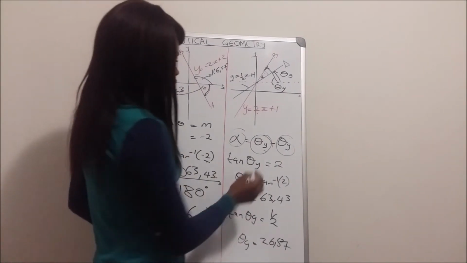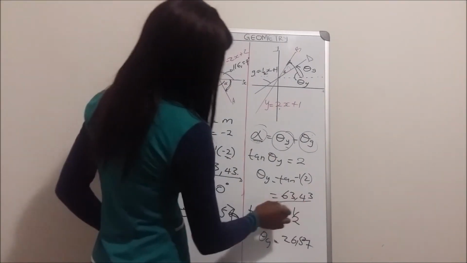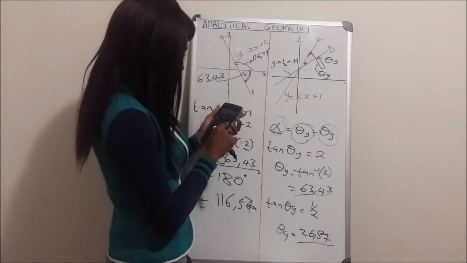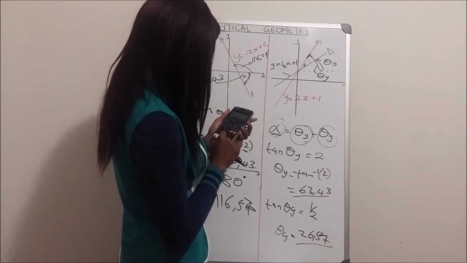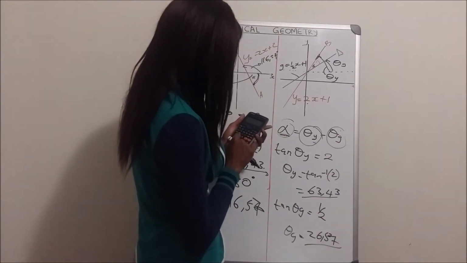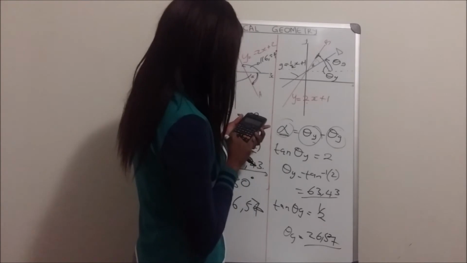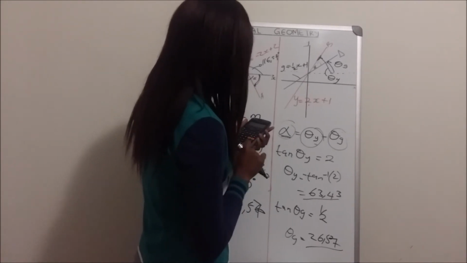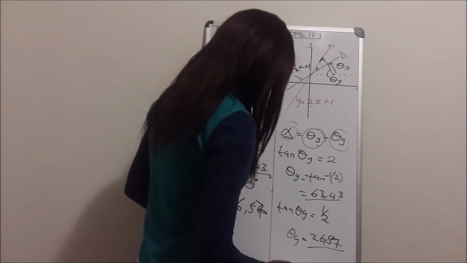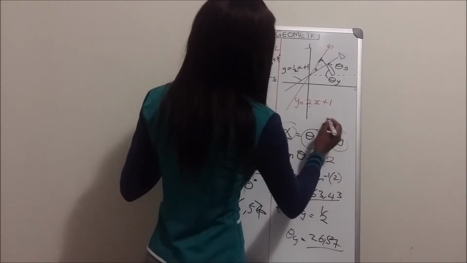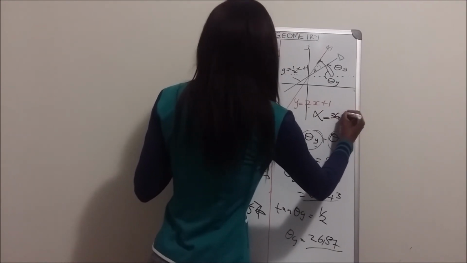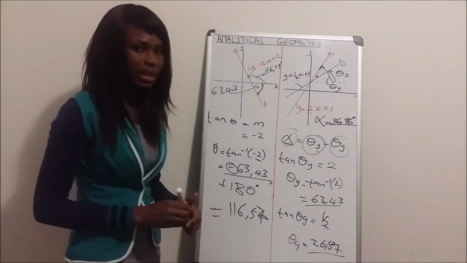Then to find this angle here, we just have to subtract the two and then we'll have the angle phi. That means we have to subtract 63.43 minus 26.57, that will be 36.86. Then the angle that we were looking for is actually 36.86 degrees.